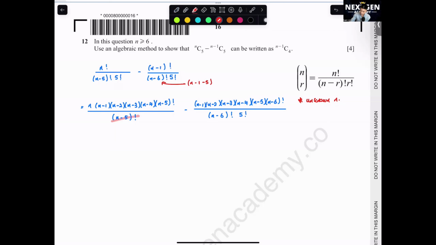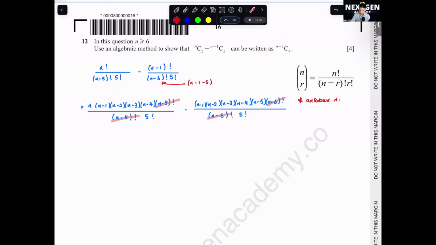We get rid of the factorial. This and this cancel. This one and this one cancel. Oops, okay, I missed out something. So here is 5 factorial. Okay, this is good already because both have 5 factorial at the bottom. We can join together to become one fraction, because for the final term we only want one fraction.